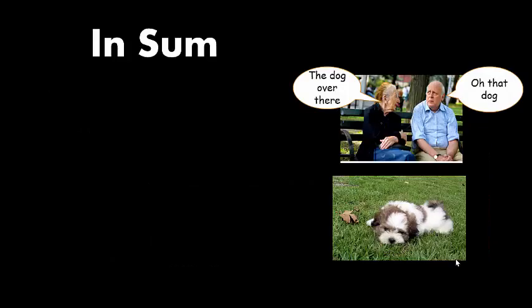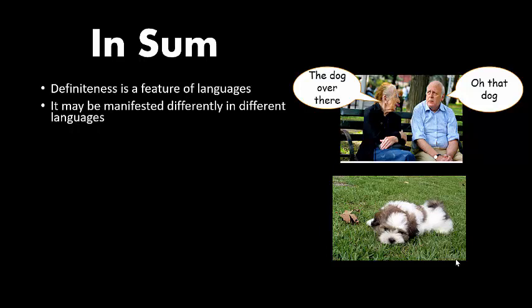In sum, definiteness is a feature of languages. It may be manifested differently in different languages. Not all languages, for example, have definite determiners. So how each language decides to treat definites, that may differ from language to language. Those are going to be the conventions of the languages.